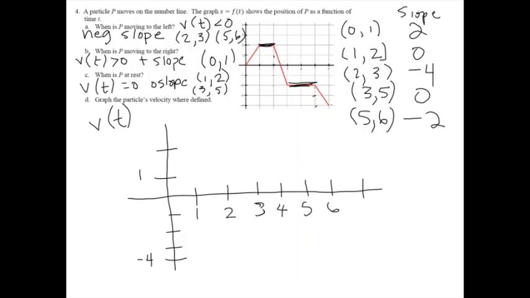That's better. So from 0 to 1, our slope is 2. From 1 to 2, I'm going to make this a different color so you can see it. Our slope is 0. From 2 to 3, negative 4. From 3 to 5, this whole part here. And from 5 to 6, negative 2.